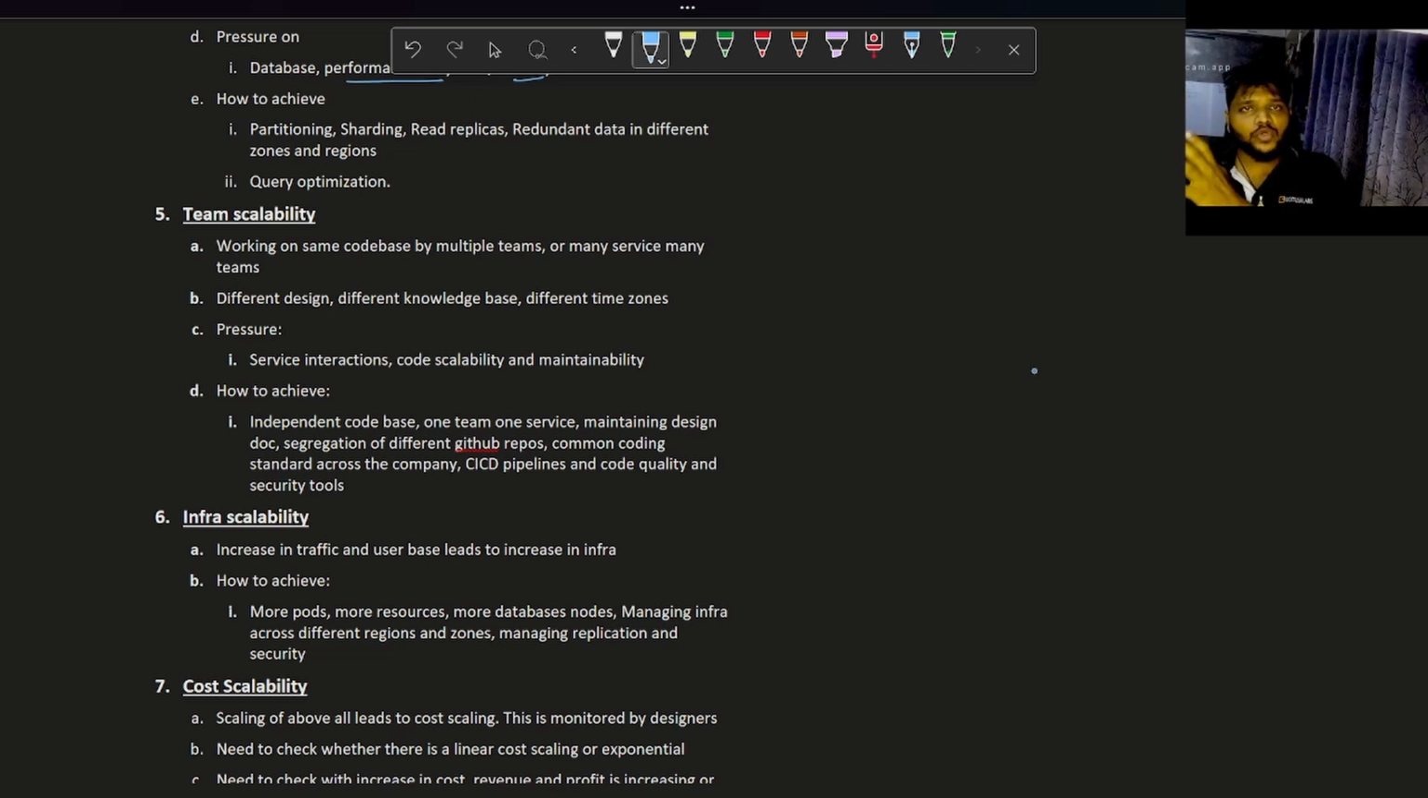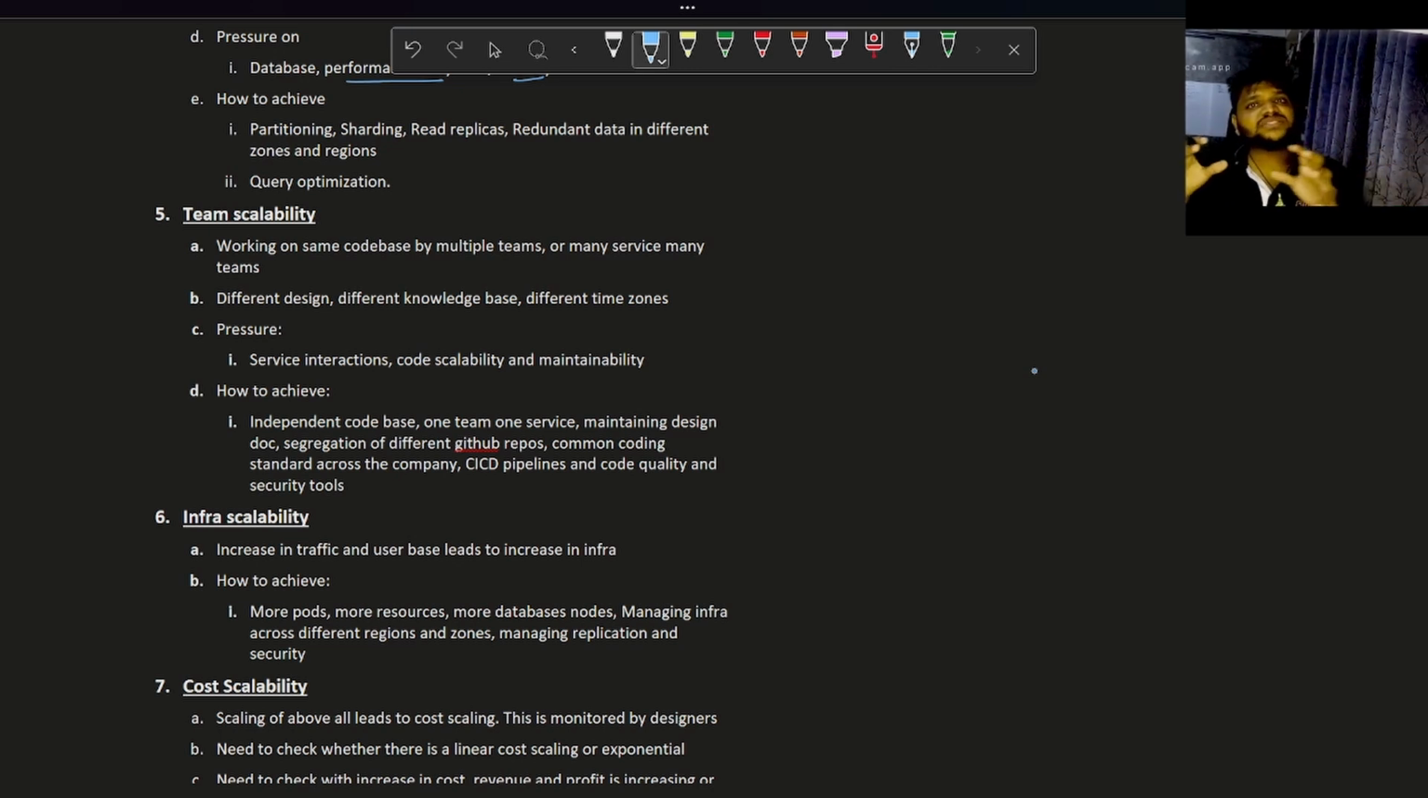At that time, your code base is no more a single code base worked on by a single group. Multiple teams are working, with developers from different time zones and different environments, with different knowledge bases. An intern may be working, and a person with 15 years of experience is also working on it. All these factors are not under your control. What is going to be the impact? Multiple services, multiple team service interactions, code scalability, code maintainability. The way they write the code and the way we write the code is going to be totally different. The design patterns that they are using are going to be different.